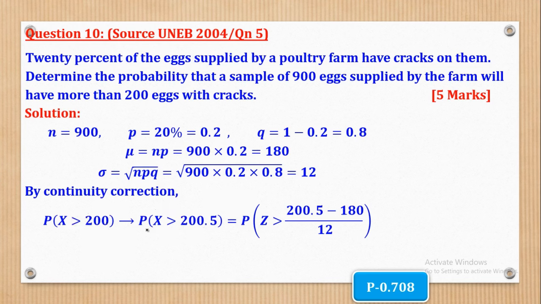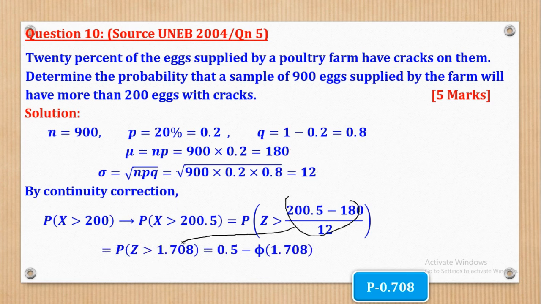So this is the most disturbing part. Now that we have done continuity correction, which helps us to convert from discrete to continuous, this was binomial, this is now normal. And because this is now a normal distribution, we can standardize. When we standardize, we shall come up with 200.5 minus mean, which was 180, over standard deviation, which was 12. Then we use a calculator to simplify this to 3 decimal places. It will be 1.708. Then when you express in terms of phi, it will be 0.5 minus phi of 1.708.